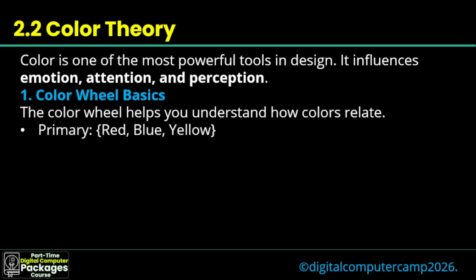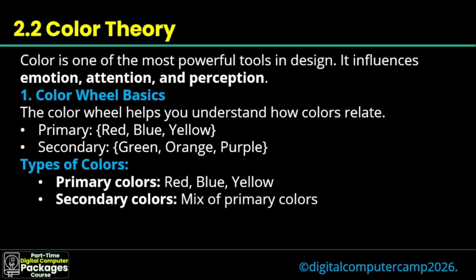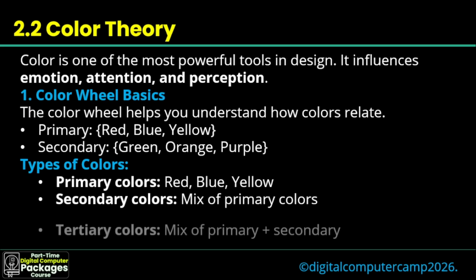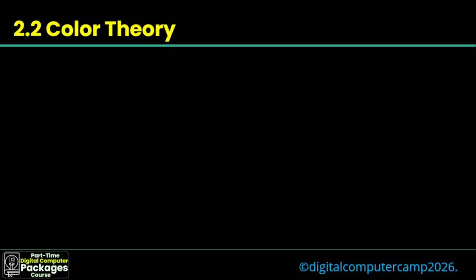We have the primary colors on the color wheel, for example red, blue, and yellow. Then we have secondary colors, continuing on the color wheel: green, orange, and purple. The secondary colors are a mix of the primary colors to come up with green, orange, and purple. Then we have tertiary colors, a mix of primary plus secondary. It's just a continuation of mixing primary and secondary. Those are the color wheel.